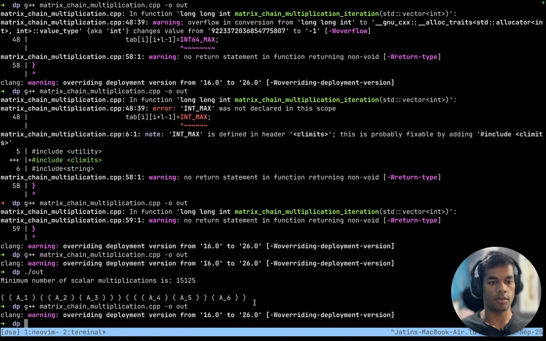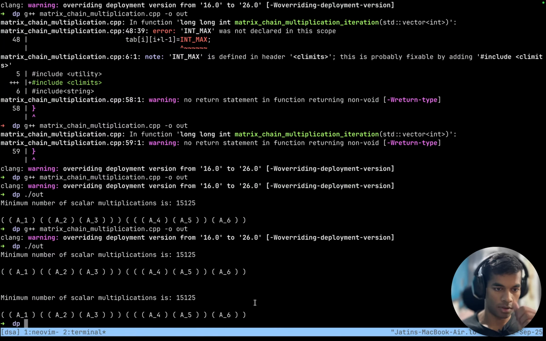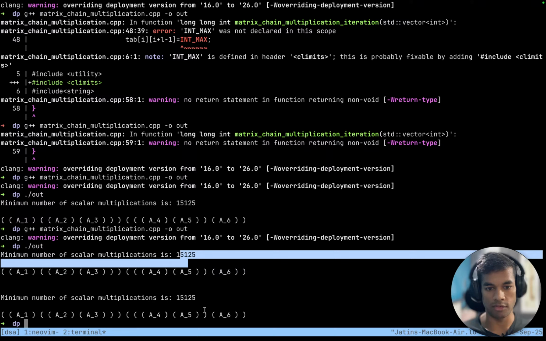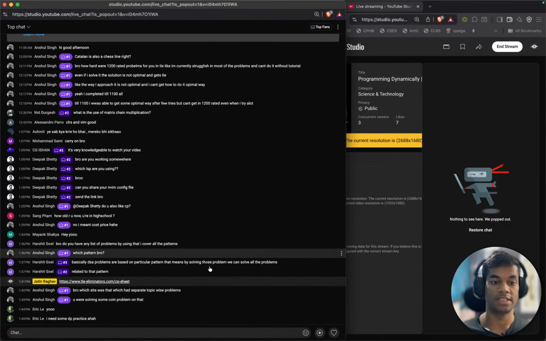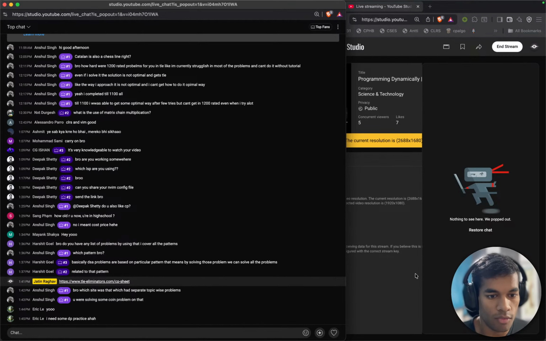G++ and dot slash out. And do we get the same thing? A1, A2, A3. Yeah, we are getting the same answer. Numerical value is the same, and internally also, the bracket placement is the same. So that does work.